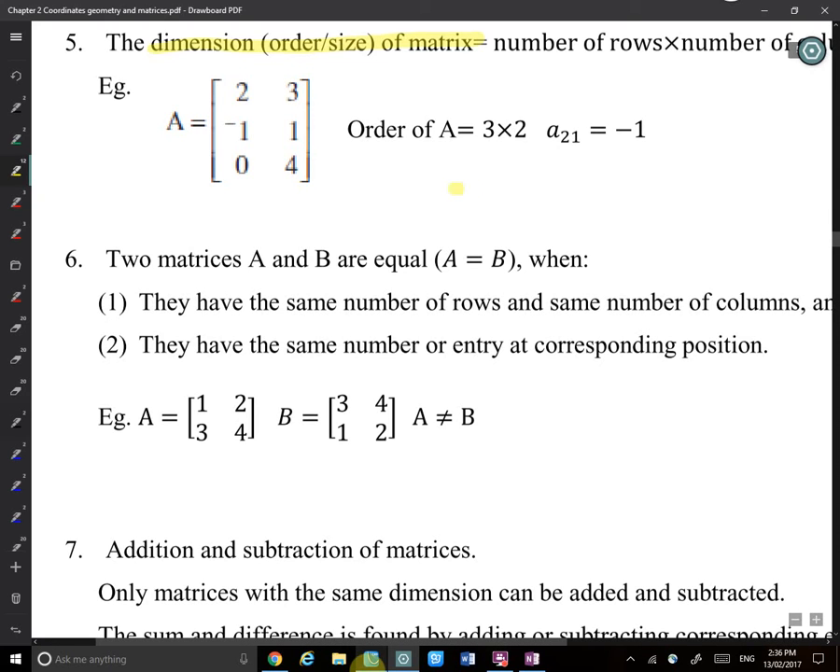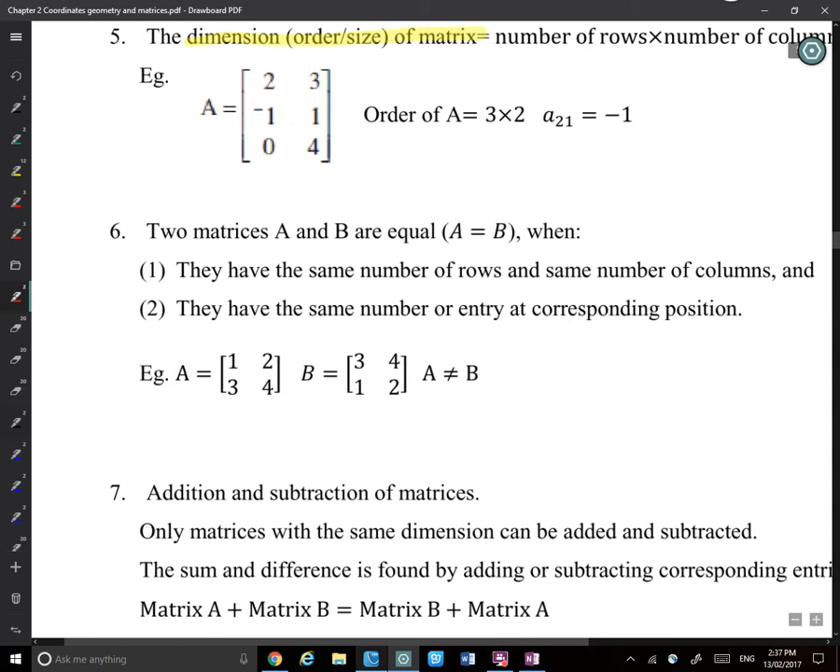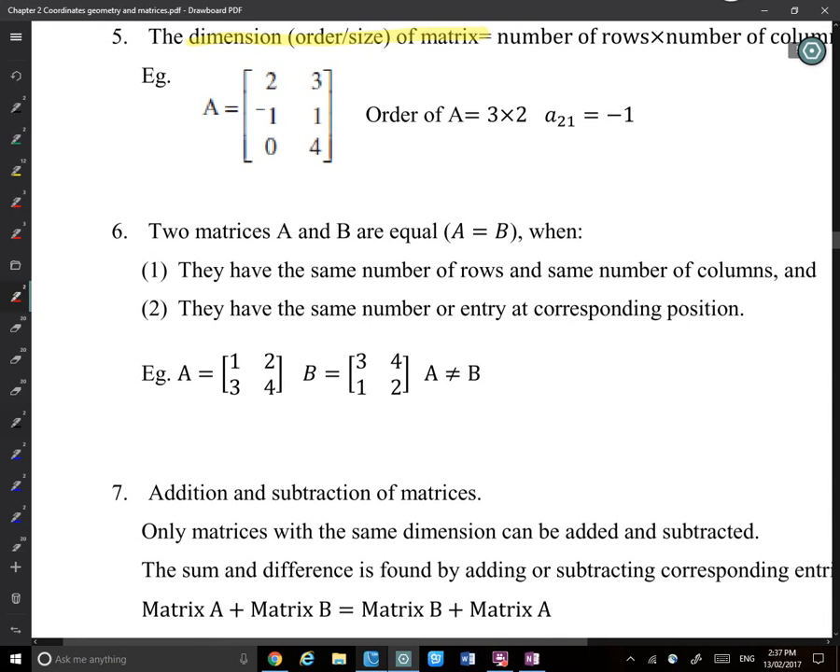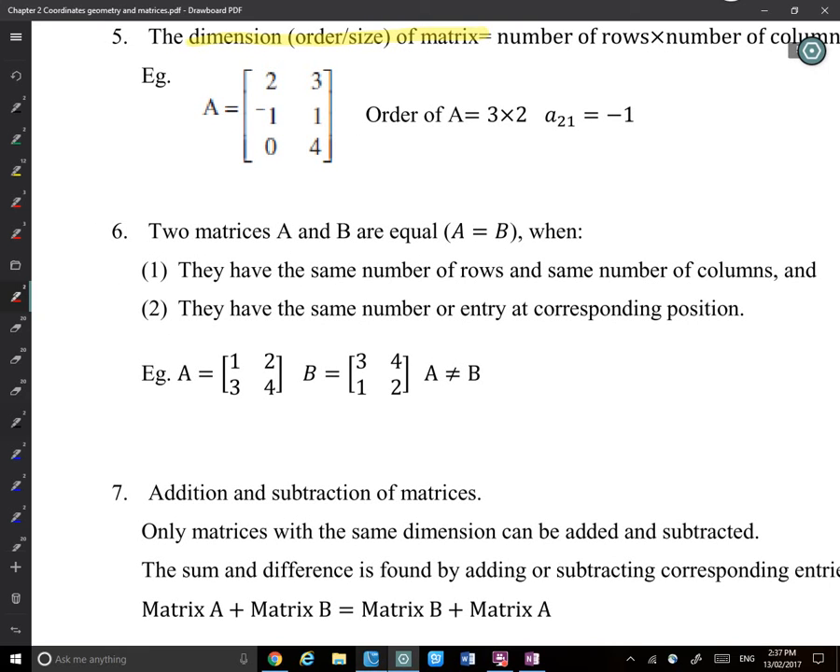But you won't evaluate that to say that's a 6. You won't say the dimension is 6. You will say the dimension is 3 times 2. You are not going to evaluate that. So lowercase a 2,1 is row 2 and column 1, which is -1.